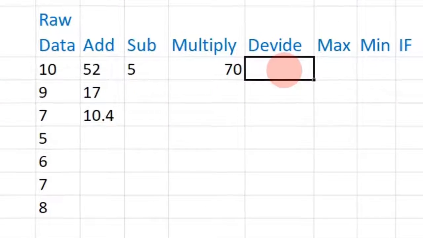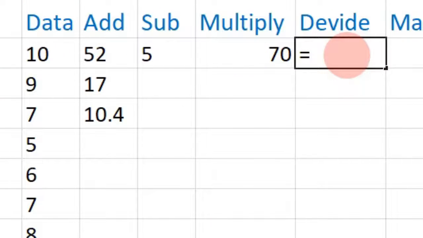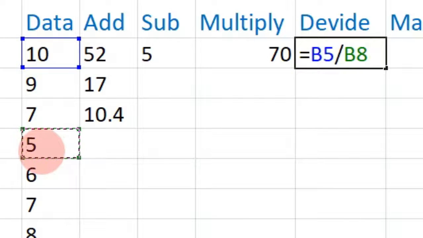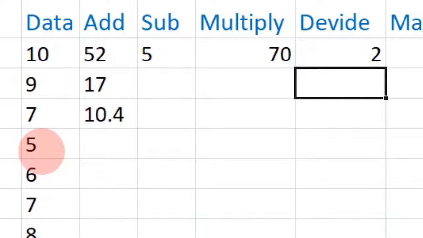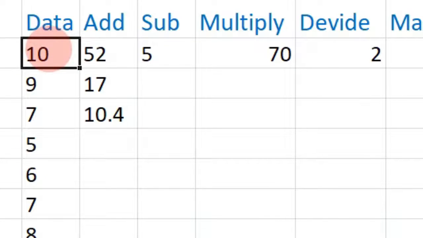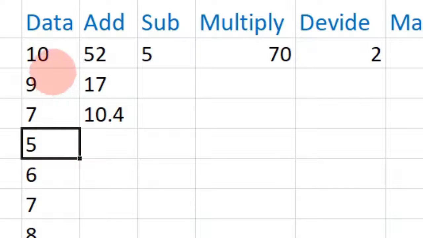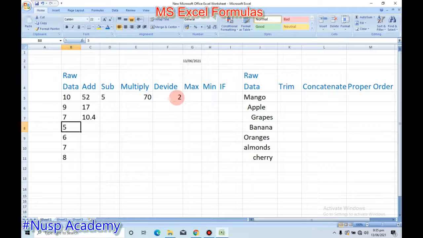For divide, equal to, select the first cell, divided by second cell, press enter. This cell divided by this cell, 10 divided by 5 is equal to 2. So these are very basic formulas. Let's add some fancy formulas.